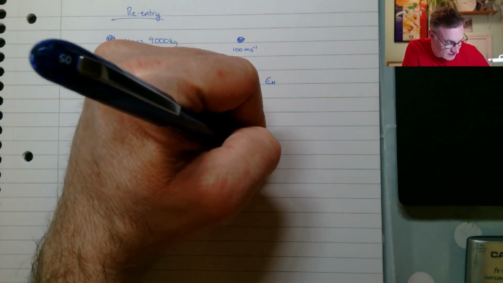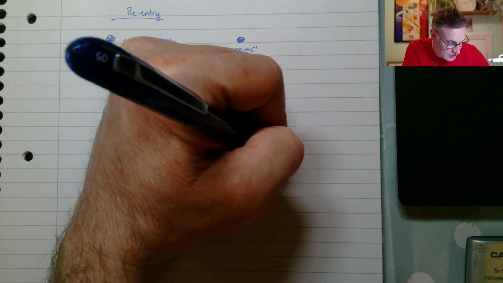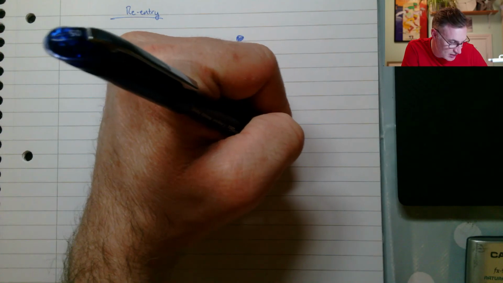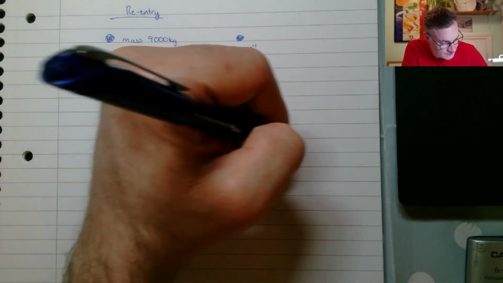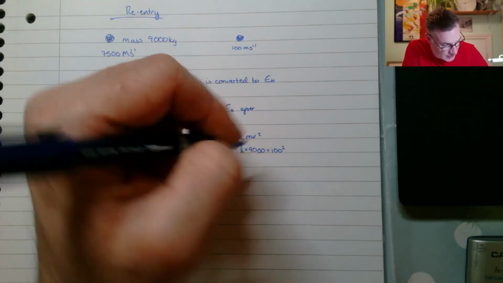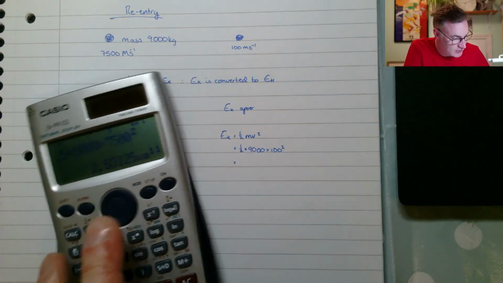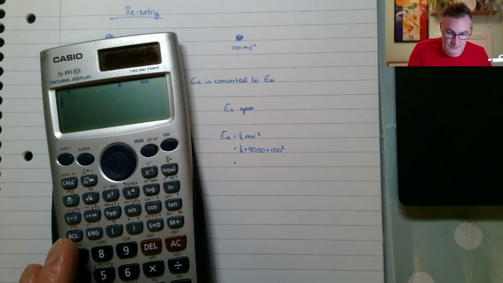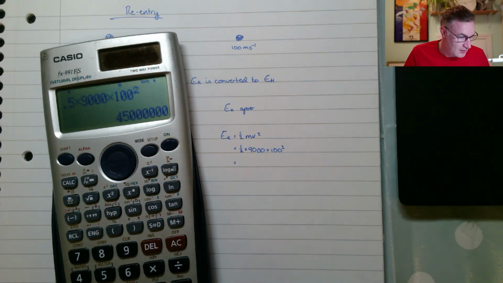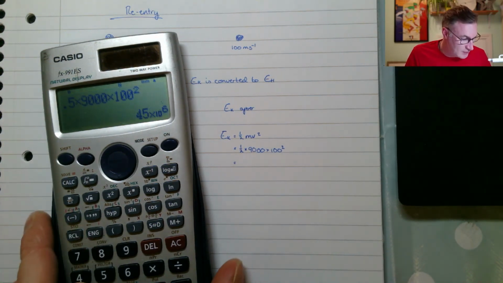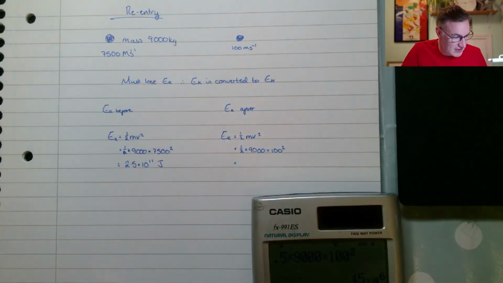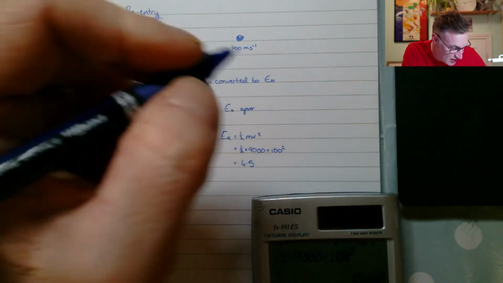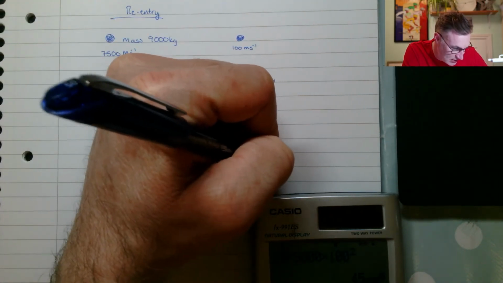We'll do a half times 9,000 times its new velocity, which is going to be 100 meters per second, squared. And that will give us, again, 4.5 times 10 to the 7 joules. That's still a pretty decent amount of energy.